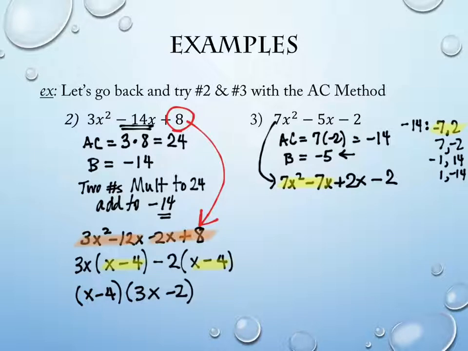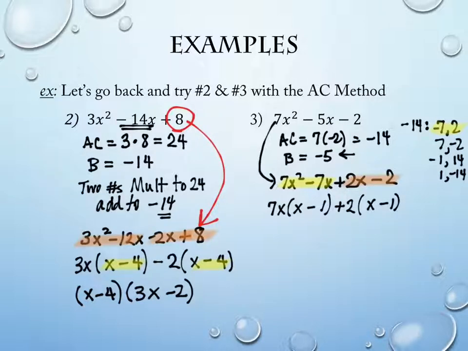Paired up, what do the first two have in common? 7x. If I factor out a 7x, what am I left with? X minus 1. Don't forget the minus 1. How about the second one? What am I factoring out of this one? A 2. What am I left with?